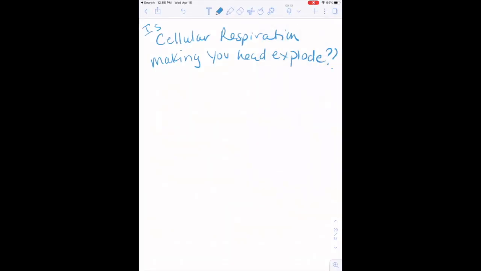Is cellular respiration making your head explode? Actually, the cellular respiration that is going on inside your cells is keeping your cells going by making a bunch of ATP. But the last lecture may have made your head spin at least, and that's totally okay. That was the first time that I took you through that whole process, and we're going to go through it again, and we're going to take it a little bit farther.